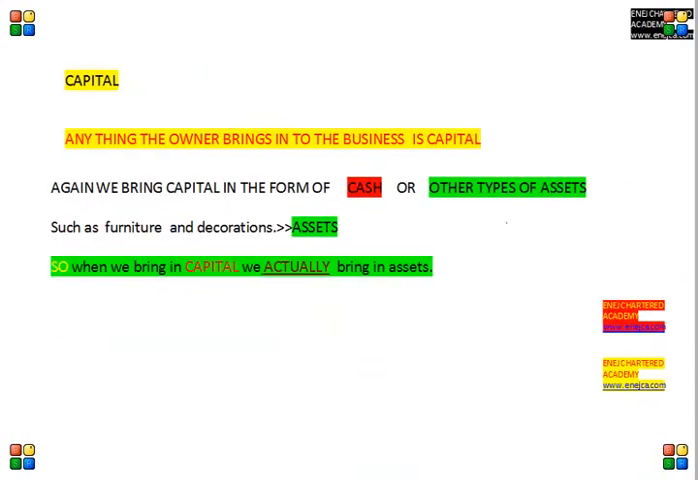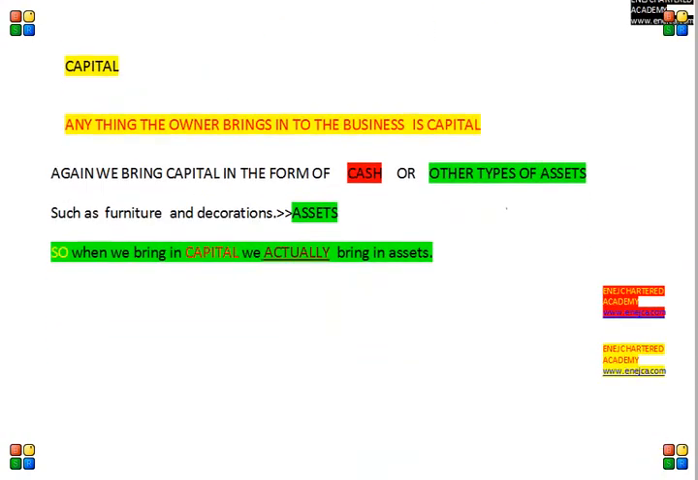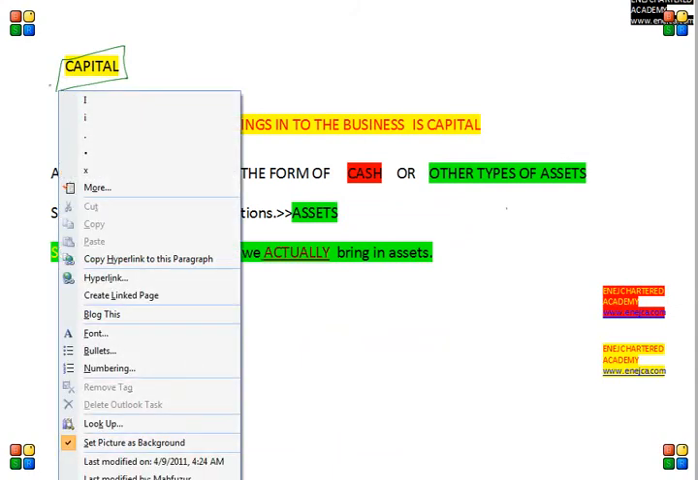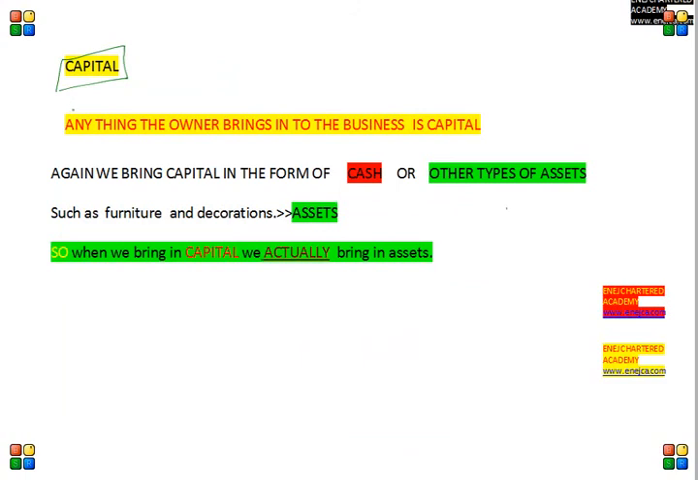All right, another very important terminology, a very important part of accounting, is capital. You will always hear this term, and it is used interchangeably in our daily life. But what actually is capital, or for the basics of accounting, what is capital? Anything that the owner brings into the business is capital.